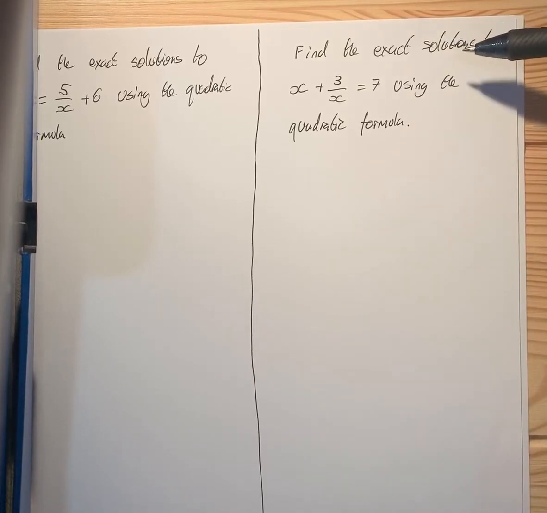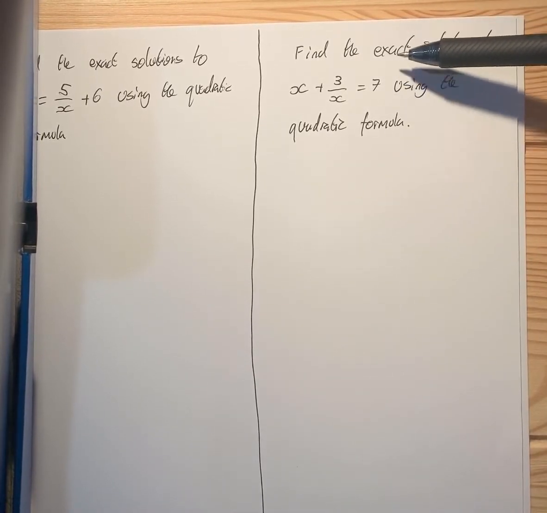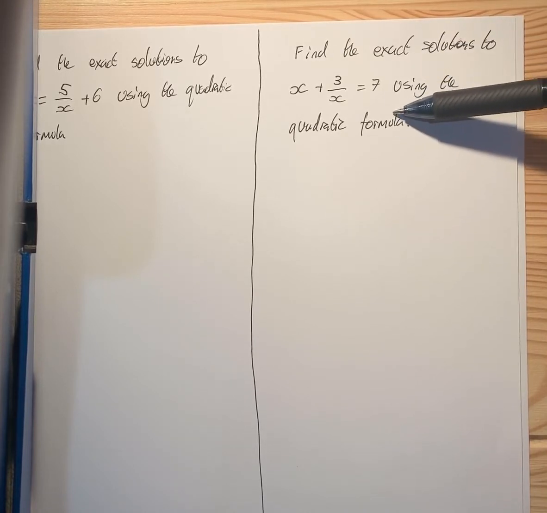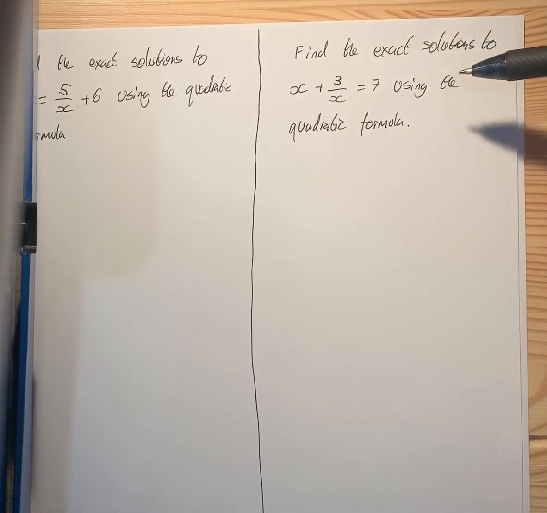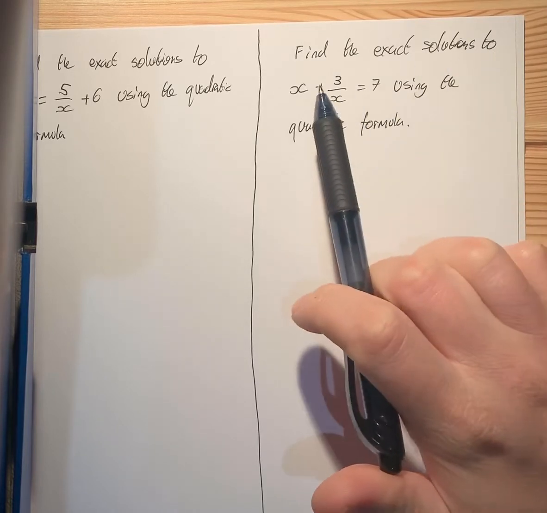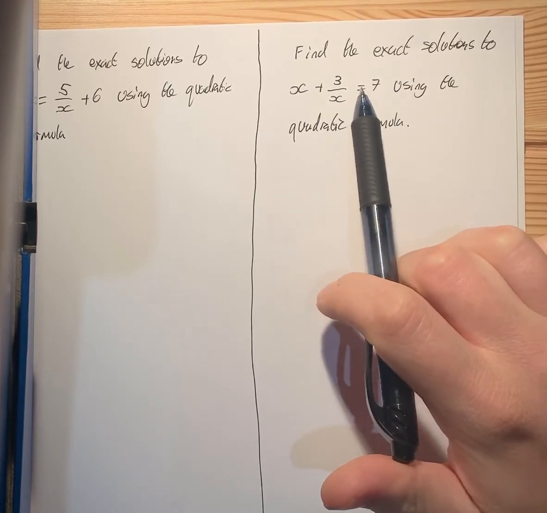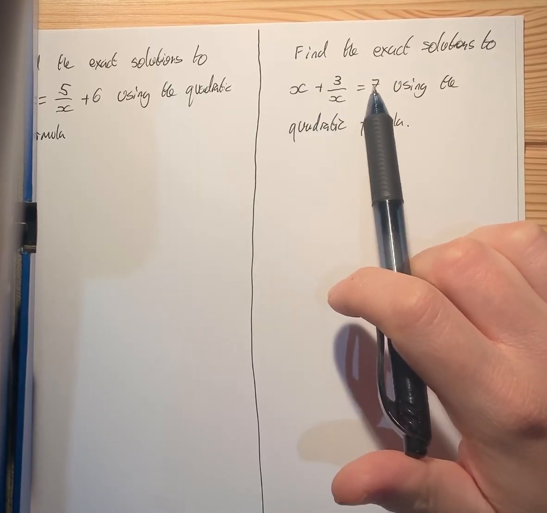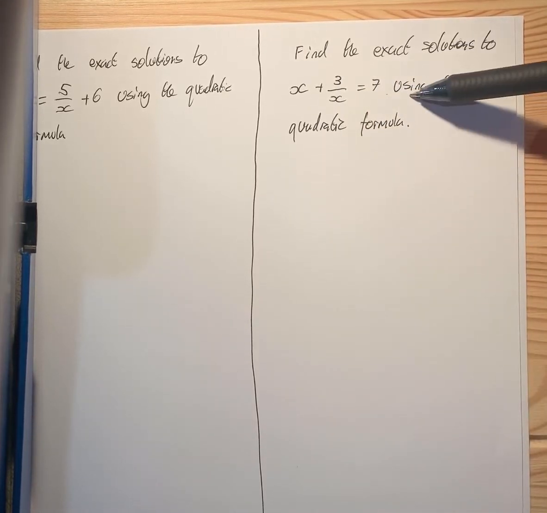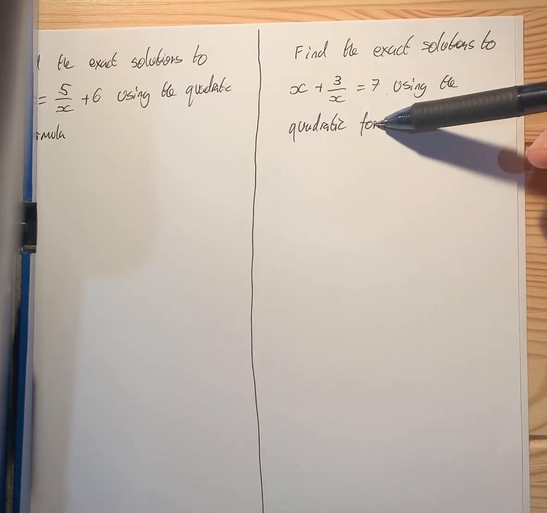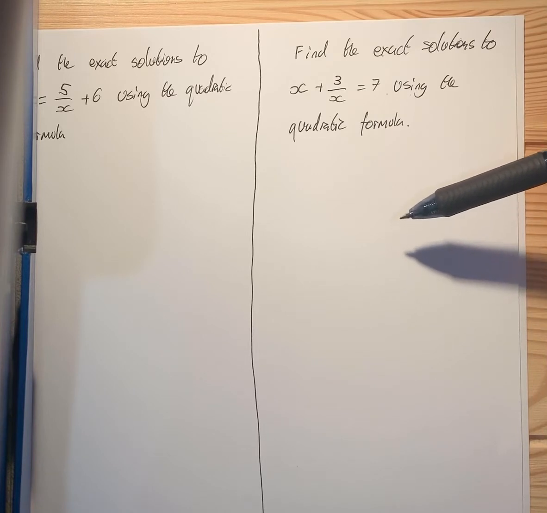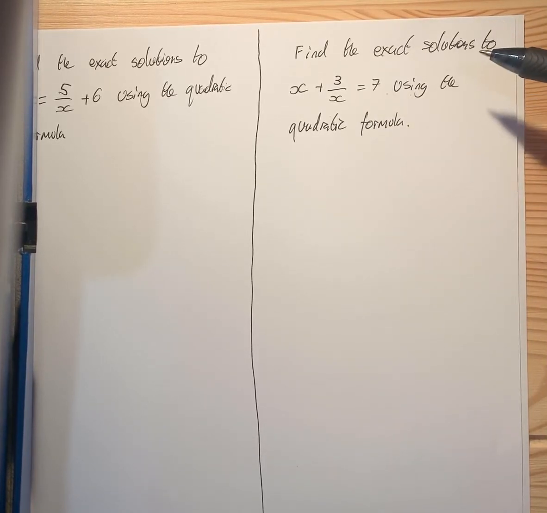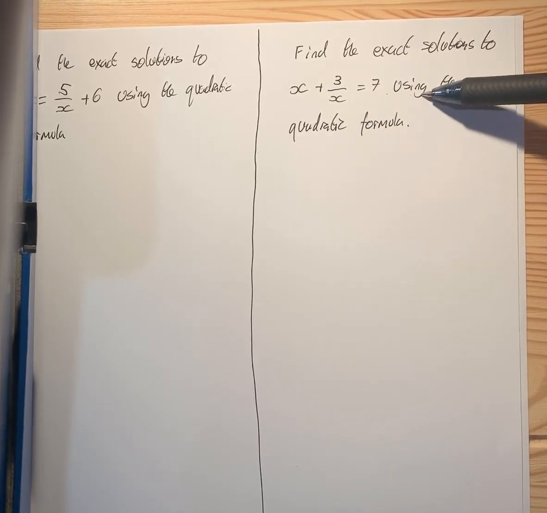Okay, so I want to take a look at this question. It was one of this one here on the right hand side. It was one of the less well done questions, and it said find the exact solutions to x plus 3 over x equals 7. Now the question didn't say using the quadratic formula, but it was on the quadratic formula. I think it was the advanced topic test. So I've just added that in using the quadratic formula.